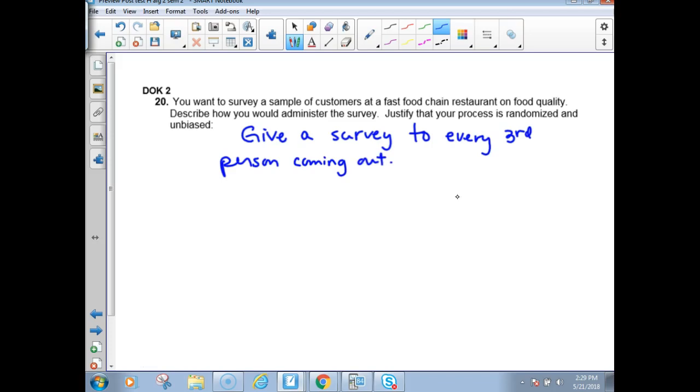In other words, if you went right at their peak time and all you did was survey every person walking out the door, you might not get a true sampling, because those might be people who already find it their favorite place to go. You want to introduce as little bias as possible.